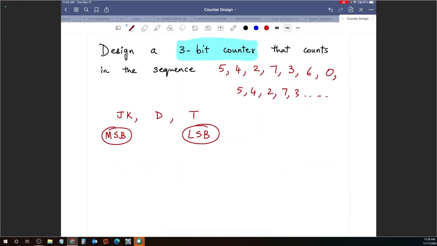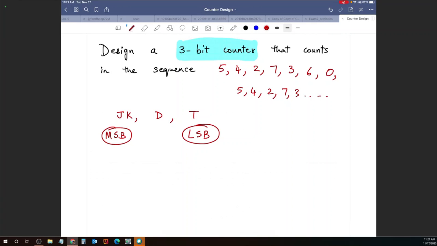All right, I hope you guys are okay with this. So we are using 3 different kinds of flip-flops to design this completely arbitrary 3-bit counter in which we are actually skipping one of the states. 1 is not included in this counter. All the other 7 are included. All right, so that's our problem.